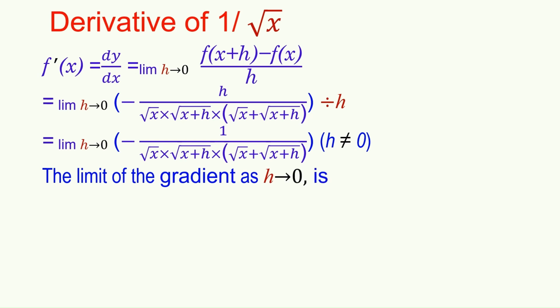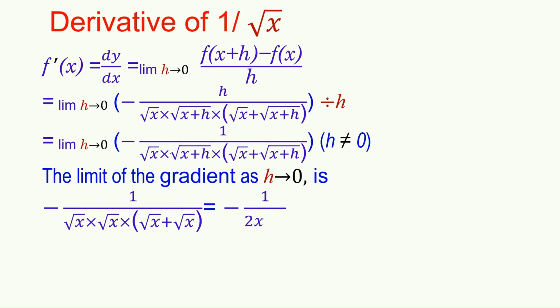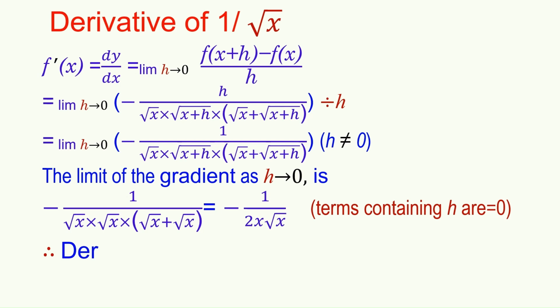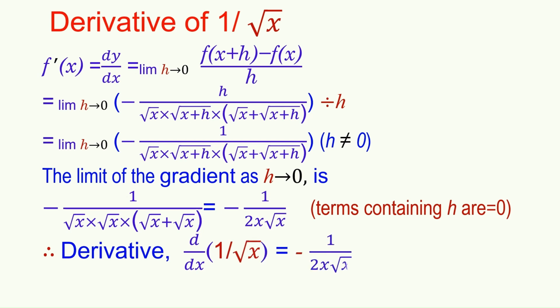Note here, h is not equal to 0. The limit of the gradient as h tends to 0 is minus 1 divided by square root of x times square root of x times in bracket square root of x plus square root of x, equals minus 1 divided by 2x times square root of x, as the terms containing h are equal to 0. Therefore, derivative d dx 1 divided by square root of x equals minus 1 divided by 2x times square root of x.